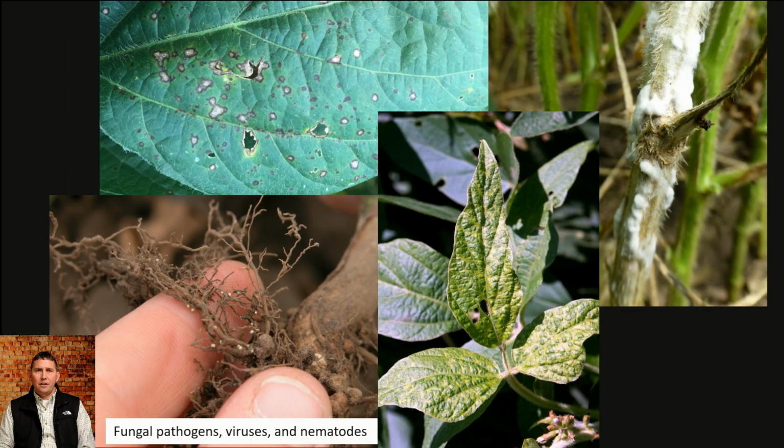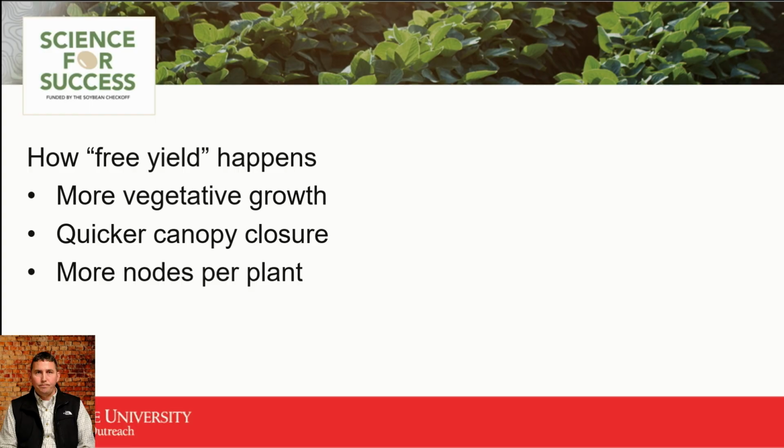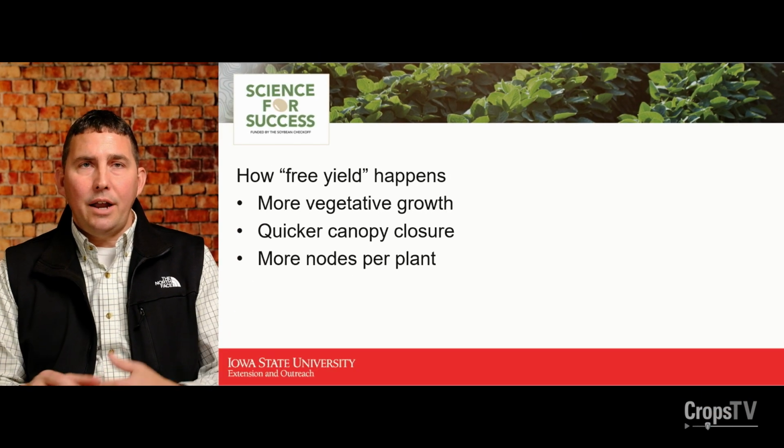Here, just highlighting that there are some risks associated with this type of strategy for planting date, seeding rate, and row spacing, right? So we do have to pay attention to these things like white mold, downy mildew, frog eye leaf spot. How are those things going to get addressed in this sort of mentality? So how do we get free yield?